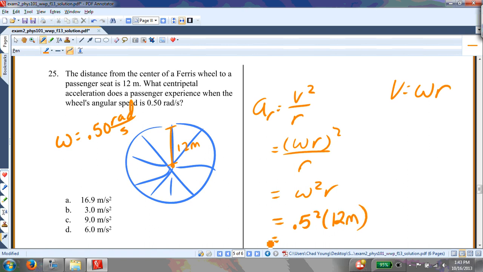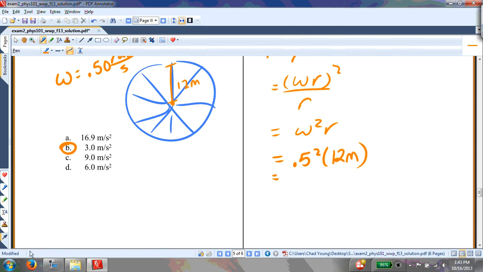So that's a quarter of 12. Should be 3 meters per second squared. So 25 is D. That's the end.